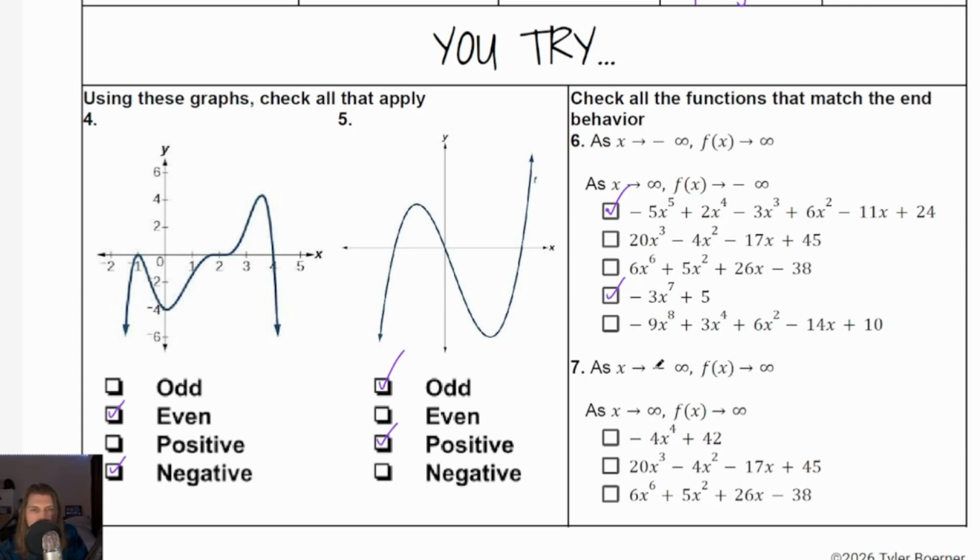And number 7, I would say we're going to the left and we're going up. We're going to the right and we're going up. So both directions are the same. So immediately I'm looking for an even degree. And then since they are going up, they are going to be a positive coefficient. So our only positive coefficient that has an even degree is this one.